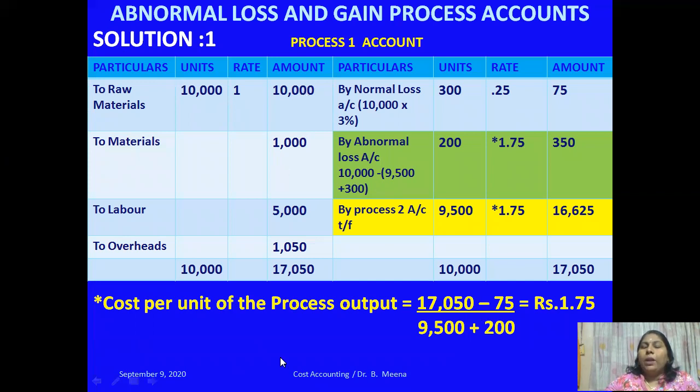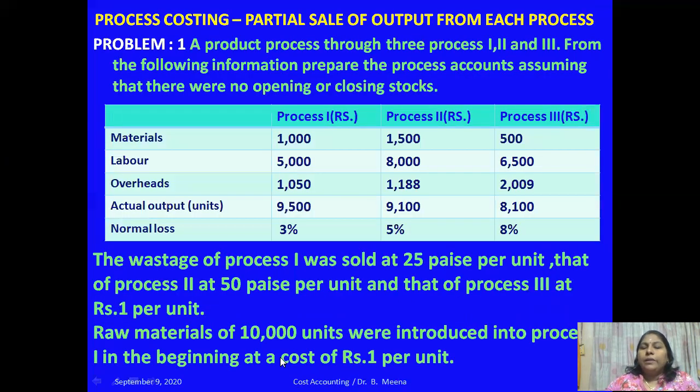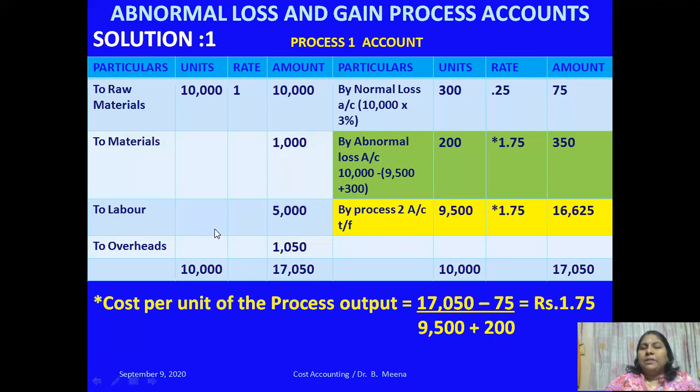I debited all other expenses. Look at all the other expenses: 1,000 rupees materials, 5,000 labor, overheads 1,050. That's what I debited on the debit side of the process 1 account. So you get an understanding of how I show the items on the debit side of the process 1 account. Next, I'll move on to the credit side.